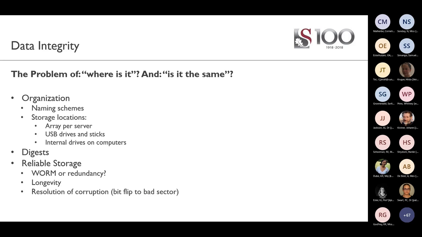For organization, we actually have to define naming schemes that allow us to define efficiently where things are and what we expect from a name. In fact, I will later describe a scheme where we're trying to dissociate that from the name. But in the interim, naming schemes are important.